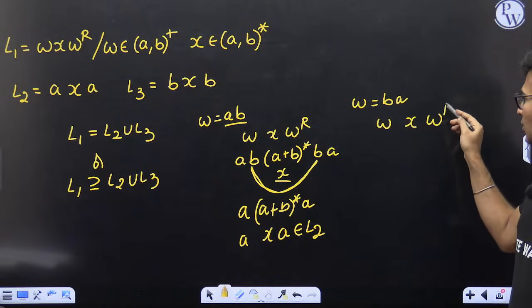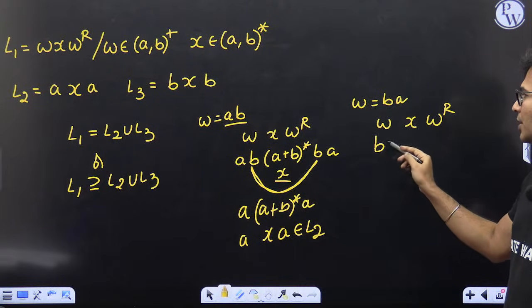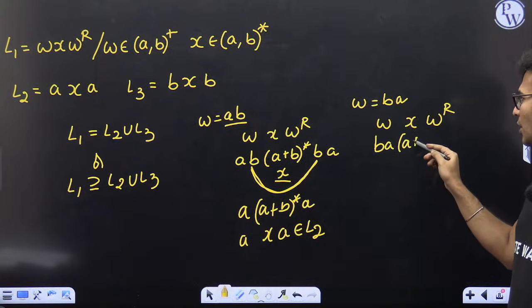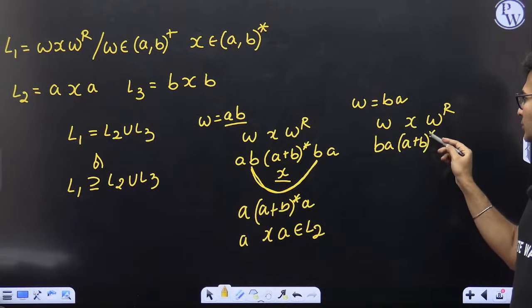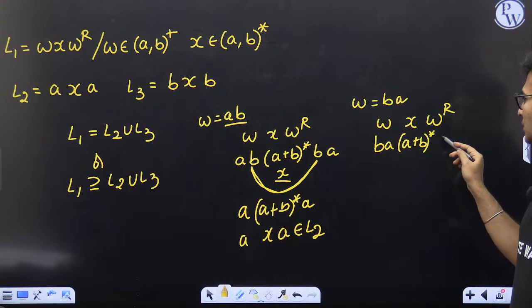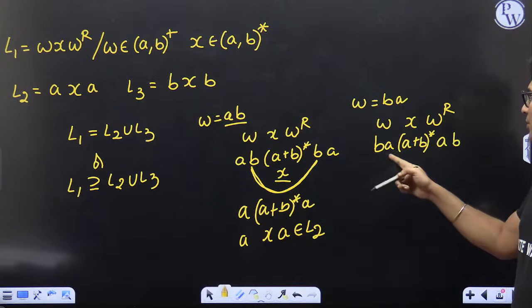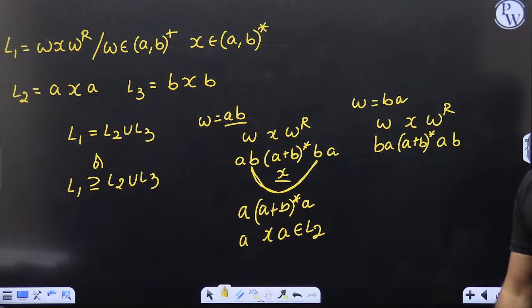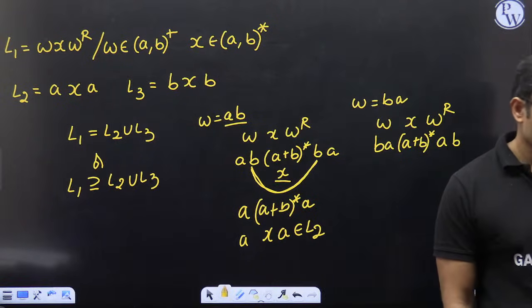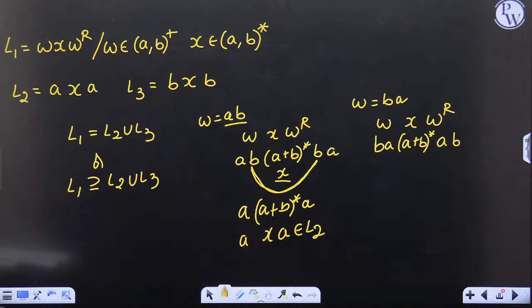XWX^R will become BA, (A plus B)star, then AB. Now tell me, what can we do with this string so that it belongs to L3?